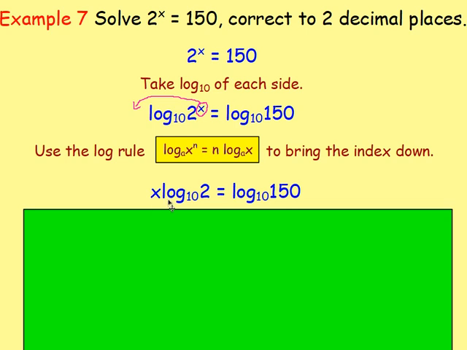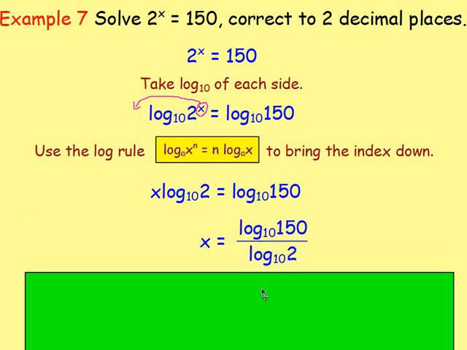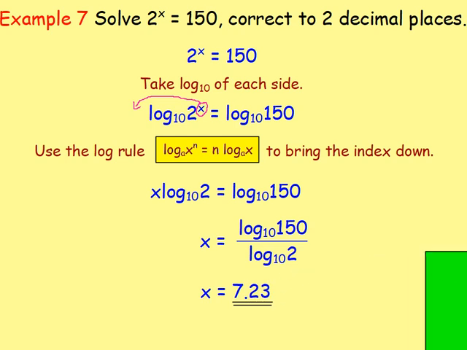From there, it means x times log base 10 of 2. We just want to work out x, so divide by log base 10 of 2. Do that at both sides and we get x equals log base 10 of 150 divided by log base 10 of 2. Again, you're going to put that into the calculator. You may have to put brackets around the top, then brackets around the bottom. Just check though that your answer that you get is 7.23 to 2 decimal places.